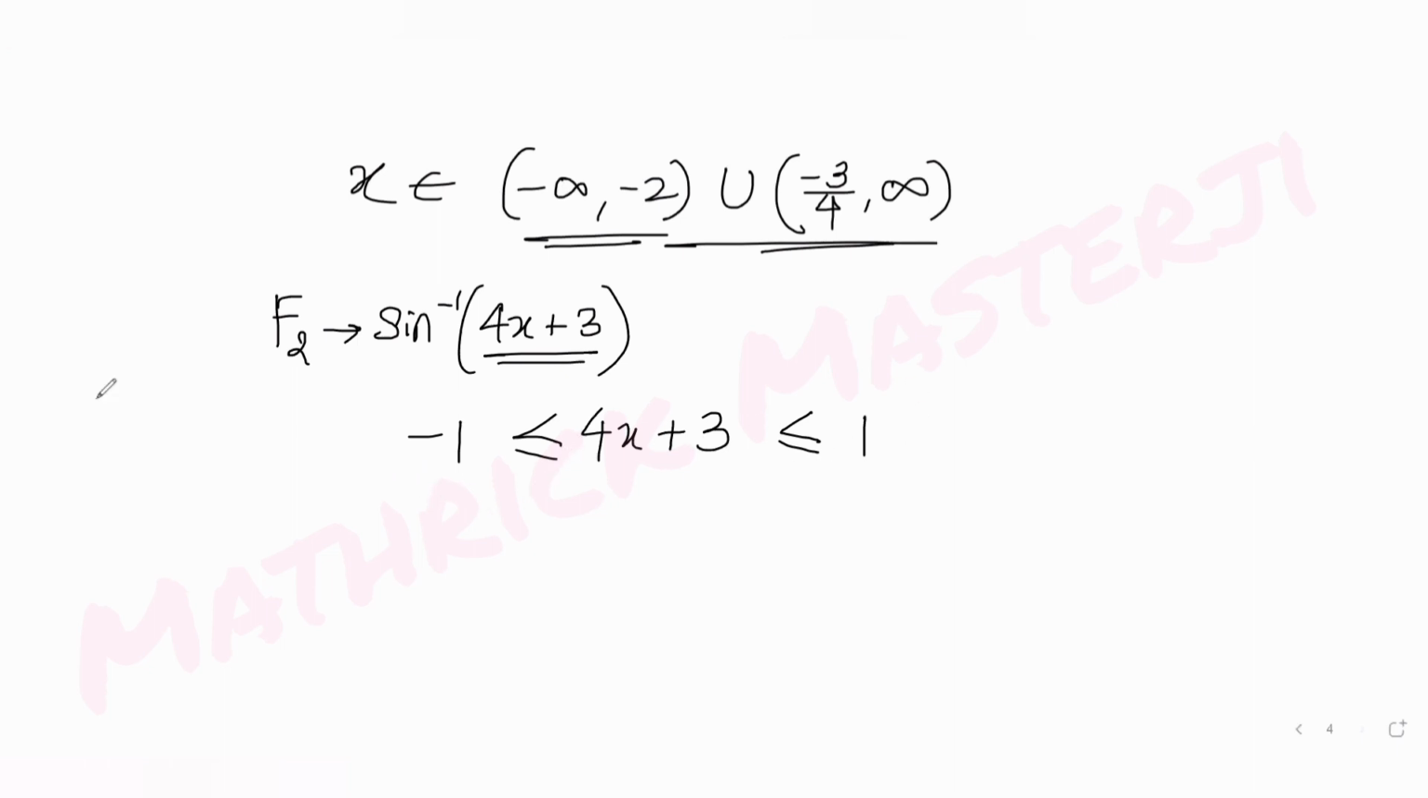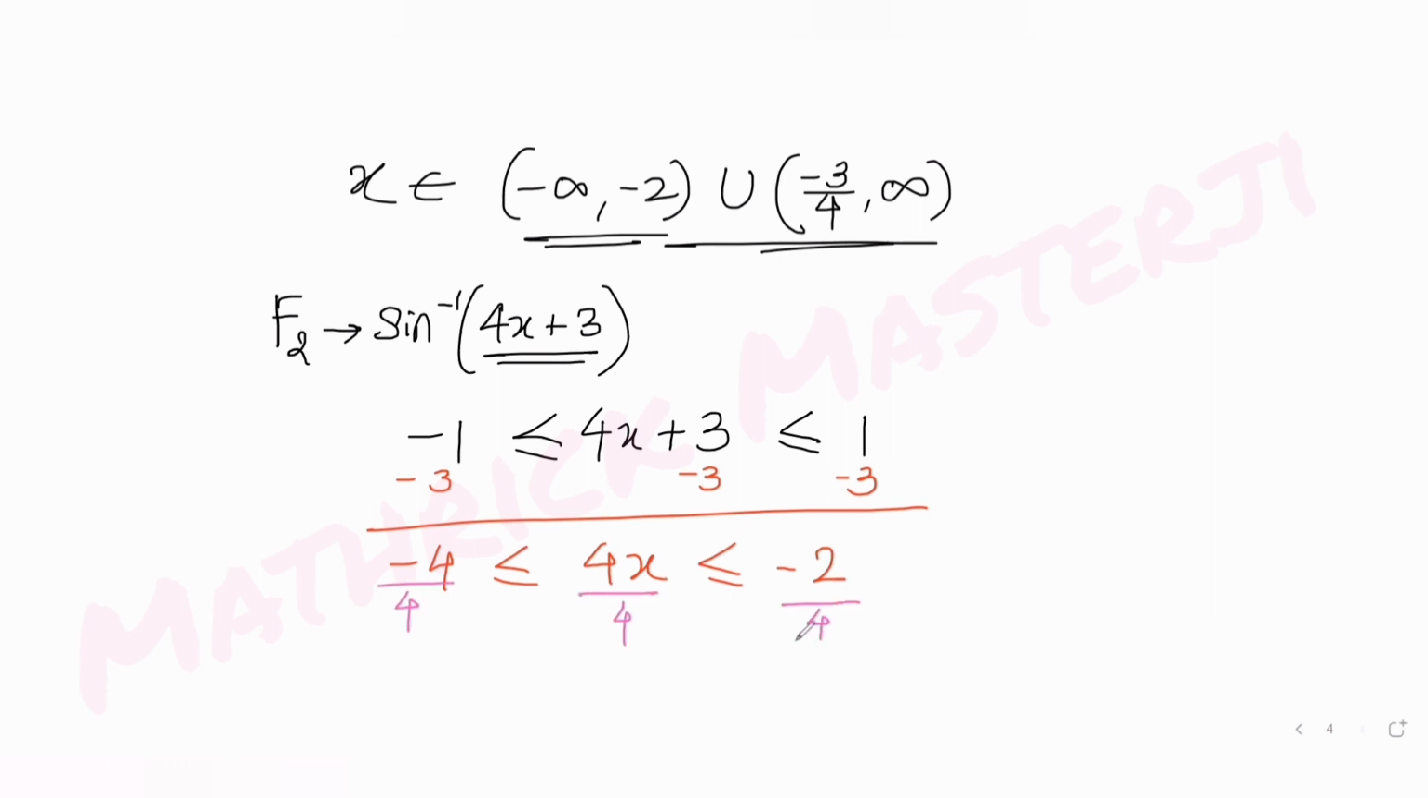So 4x plus 3 should be greater than or equal to minus 1, and it should be less than or equal to 1. So if I subtract, first of all, 3 from all of them, the plus 3 is eliminated here. Here you get minus 4, 4x, and this becomes 1 minus 3, minus 2. Now, once you have this, you also do not need the 4, so you divide throughout by 4. You get minus 1, x, and this becomes minus half. So you get the values of x from minus 1 to minus half.